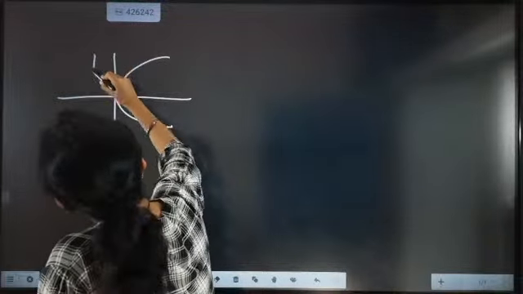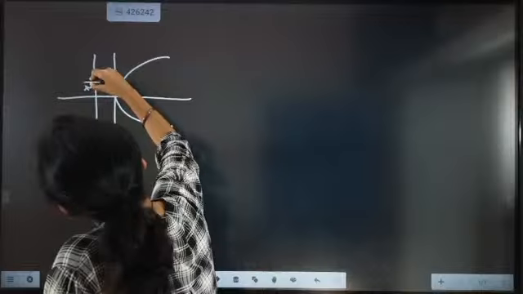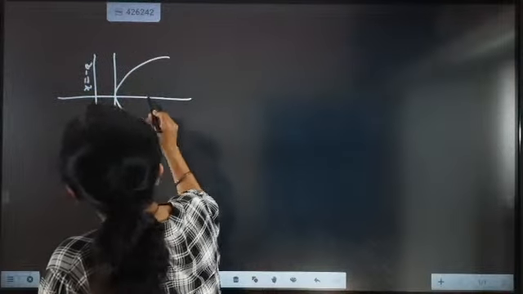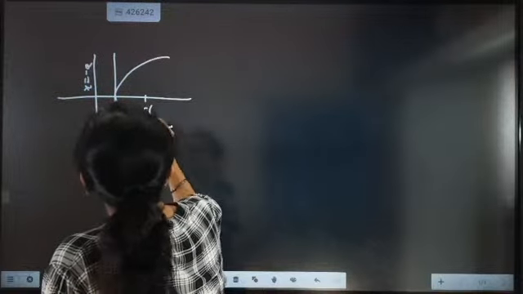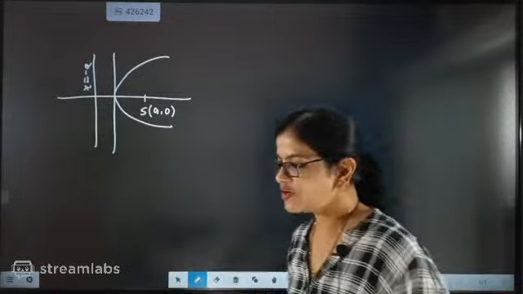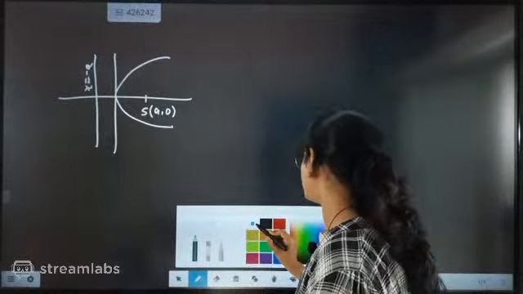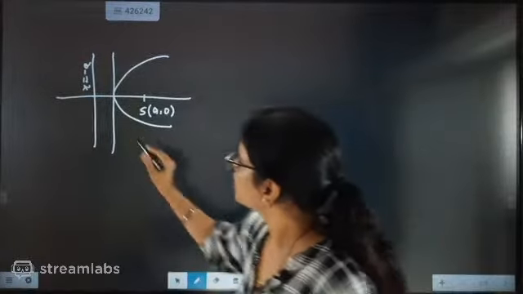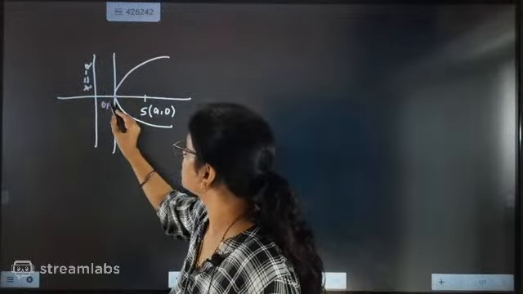So here directrix will be this one. X will be equal to minus a. Here a comma 0. Now origin vertex point will be, we are going to just write all the specific points here. Vertex is exactly coming to be 0 comma 0.